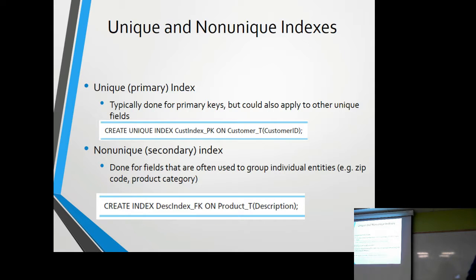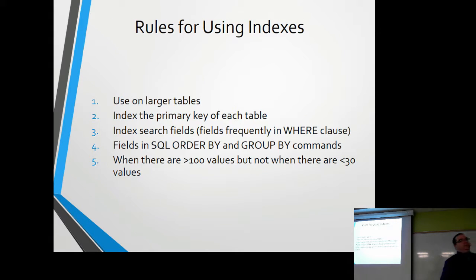All right. Here are some basic rules for indexes. You want to use them on larger tables. And by larger tables, I mean more than 1,000 rows. Less than 1,000 rows, you'll never see the difference. Obviously, you index the primary key of every table, and like I said earlier, most database servers index it automatically. Index search fields. In other words, fields you're going to find frequently in the where clause. If you search commonly by phone number, index the phone number. If you search commonly by postal code, index the postal code. If you search by name, index the name.